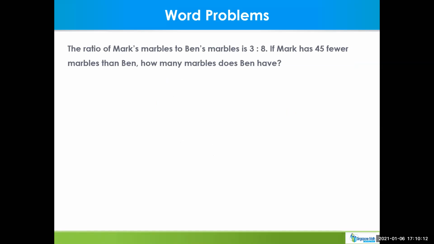This one's slightly different. The ratio of Mark's marbles to Ben's marbles is 3:8. If Mark has 45 fewer marbles than Ben, how many marbles does Ben have? Maybe I'll give you about a minute to solve this. Would that be okay?